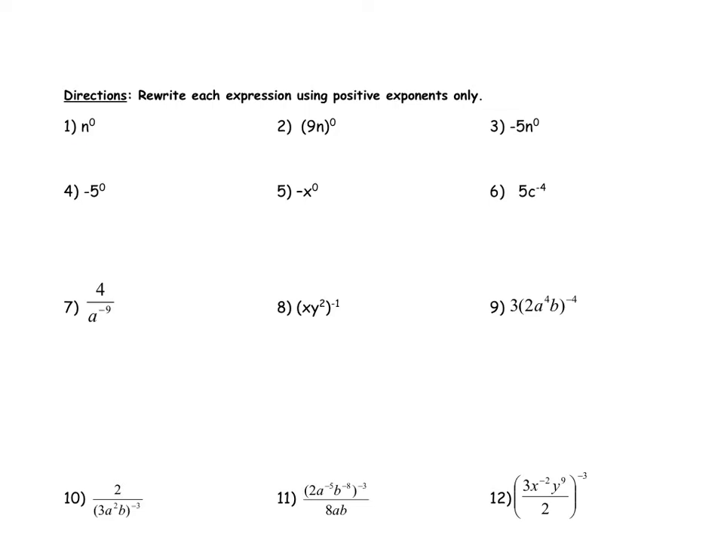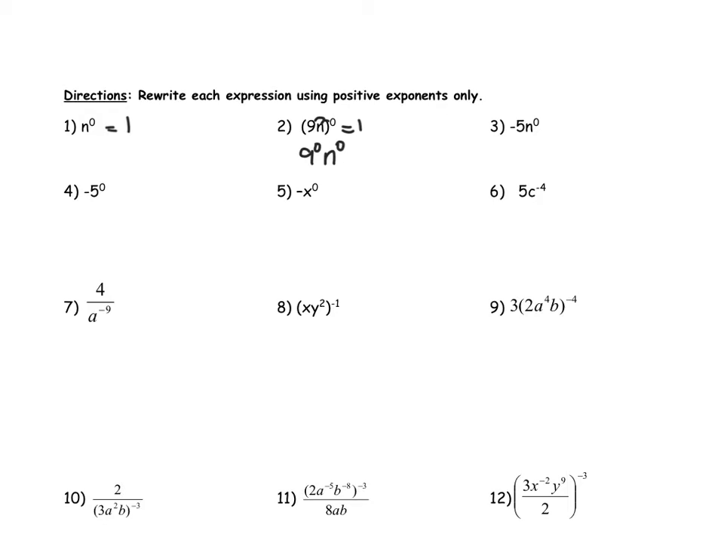Okay, so the first one, n to the 0 power. Very simple. Anything to the 0 power is 1. Number 2, 9n, this whole thing to the 0 power. The answer is 1, and I'm going to show you using the exponent rules. We just distribute the power in if we want, and it would be 9 to the 0, n to the 0. 9 to the 0 is 1, n to the 0 is 1. What's 1 times 1? 1. That's where it comes from.